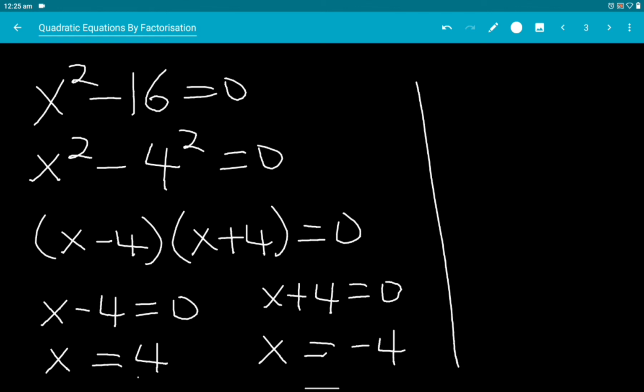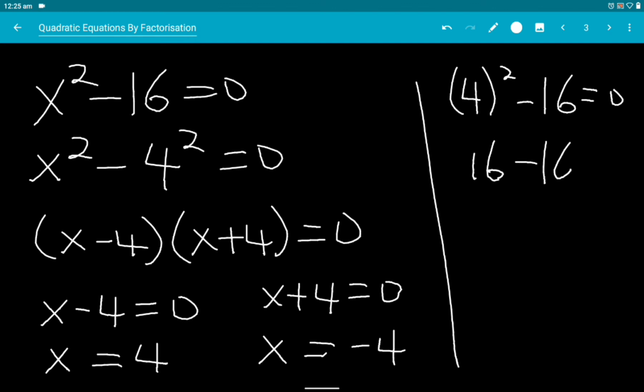So we are saying the first answer, x is equal to positive 4. So let's try that. If x is equal to positive 4, it means that we have 4 squared minus 16 is equal to 0. And then 4 squared is 16, minus 16. That is definitely equal to 0. So it means our first case is correct.